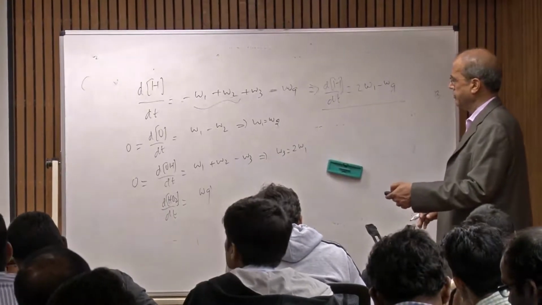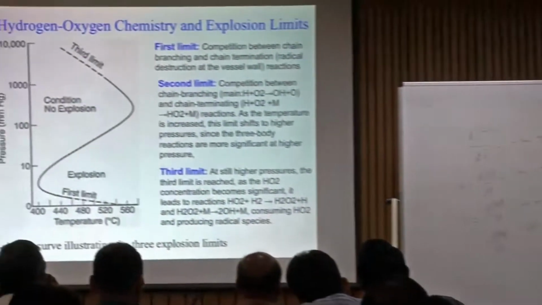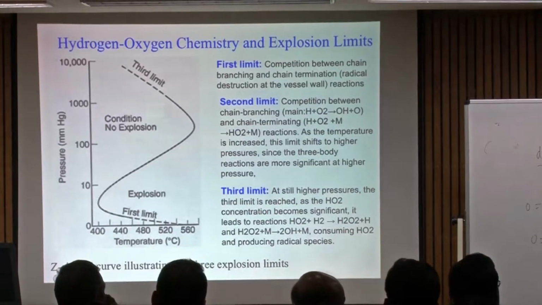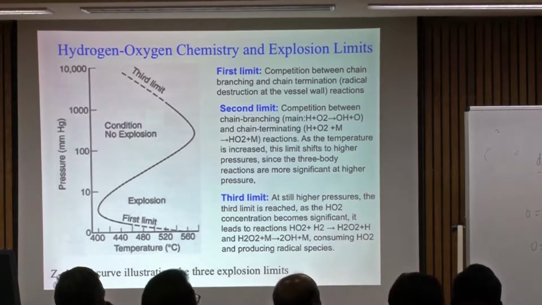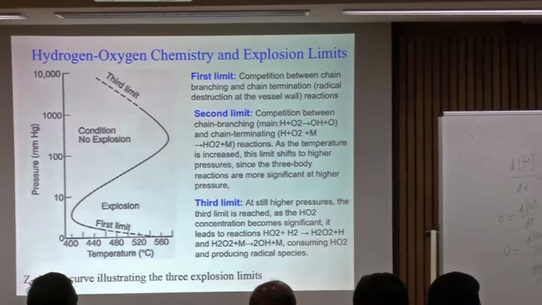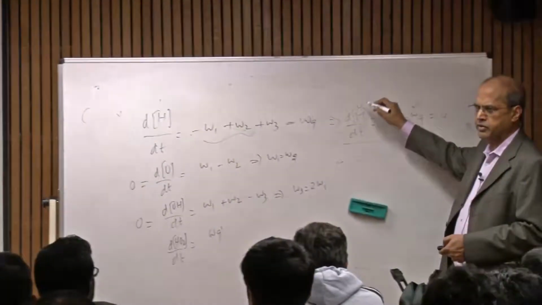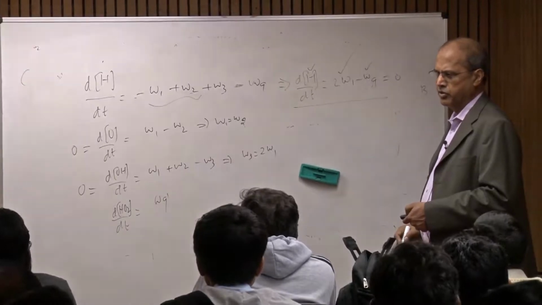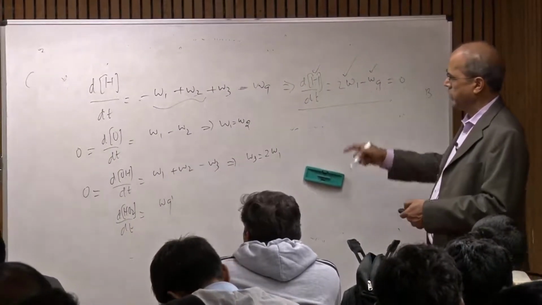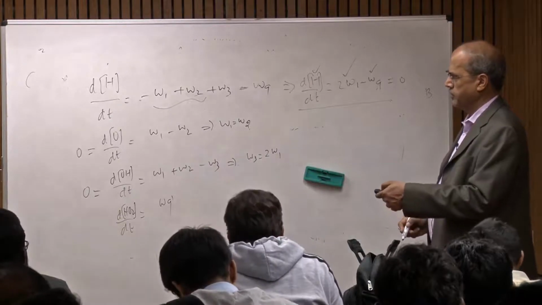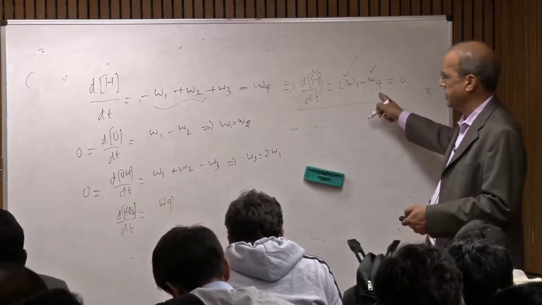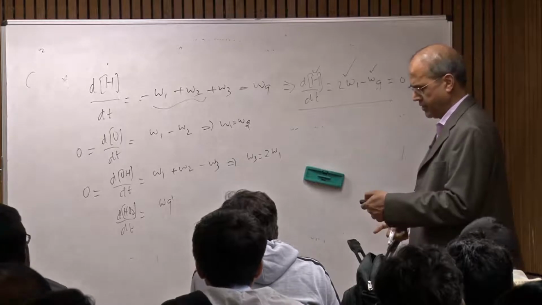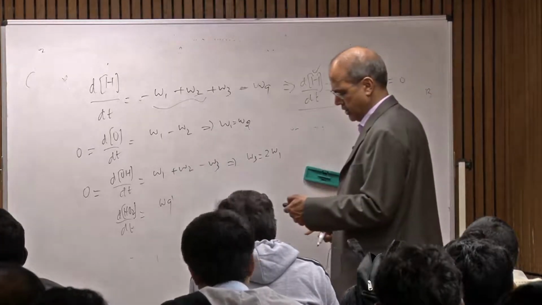So along this curve, what will happen? This will be 0. Because below the curve, this is more dominant. Above the curve, this becomes more dominant, so above the curve H is being consumed. Right at the curve, this will be 0. So this gives us an equation to plot this limit. If you plug in the reaction rates, there is a temperature there, so you can plot the temperature versus pressure, and I think that's on the next slide.